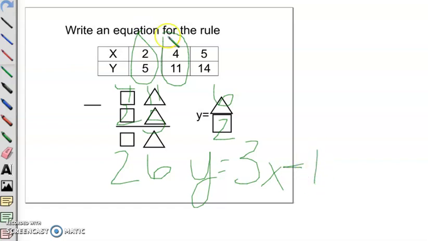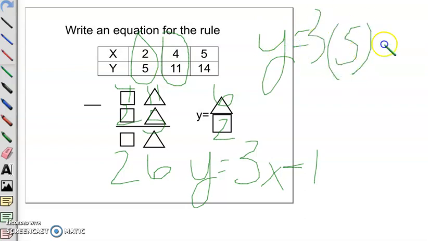Okay, let's try it with the second point. 3 times 4 is 12, minus 1 is 11. Yep. Okay, let's try it with the very last one. y equals 3 times 5 minus 1. y equals 3 times 5 is 15, minus 1 is 14. Look, it worked.